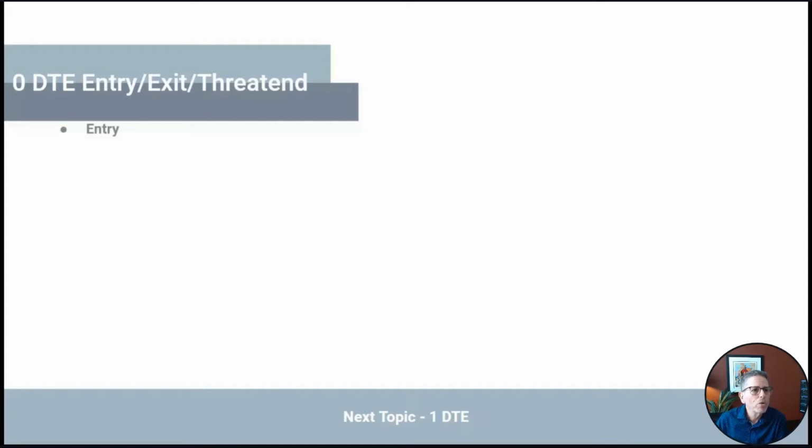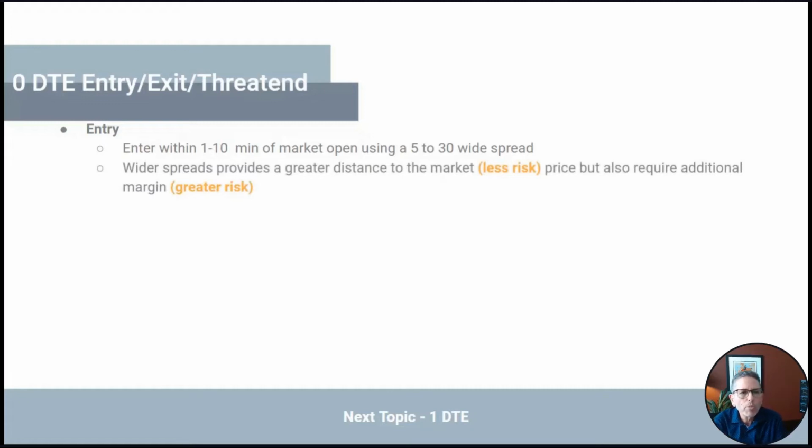All right. So let's talk about entry. Hopefully you can see this. Enter within 1 to 10 minutes of the market opening. I usually put on my trades for 0 DTE within the first 1 or 2 minutes. And I'm doing that because I want to capture the implied volatility. Wider spreads provide greater distance to the market, which is less risk, but also require additional margin.